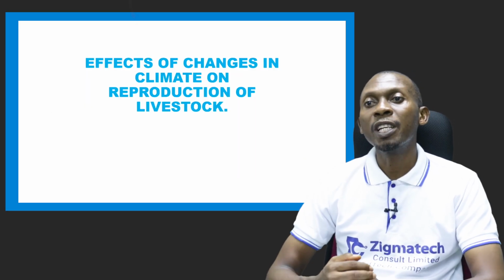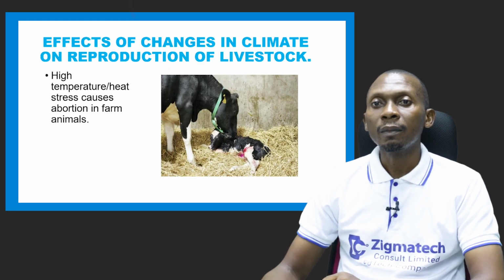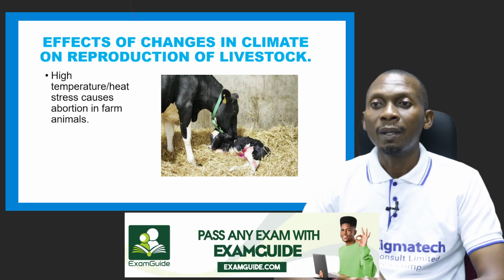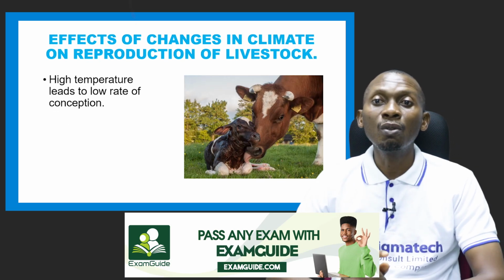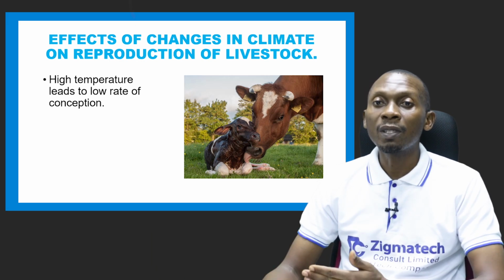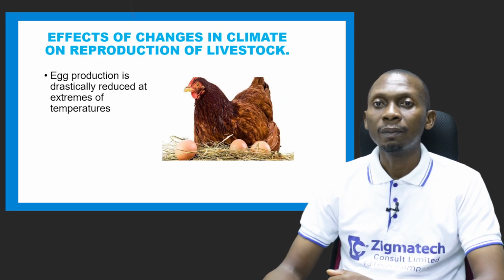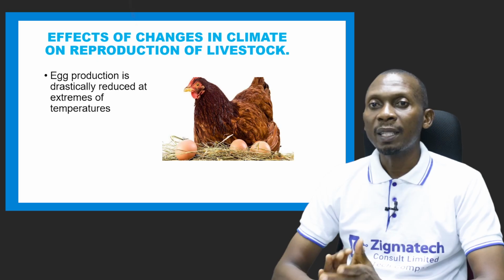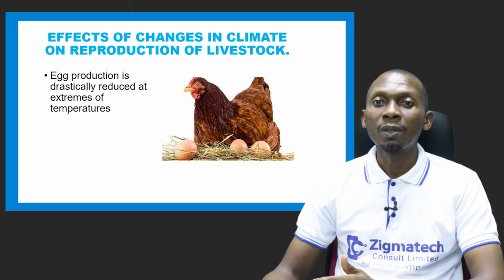Let's look at the effects of changes in climate on reproduction of livestock. High temperature or heat stress can cause abortion in farm animals. High temperature can also lead to low rate of conception, that's the ability of an animal to conceive, to get pregnant. Egg production is also drastically reduced at extreme temperatures. So you can see that when temperatures are high, the rate of egg production in our poultry farms gets reduced.